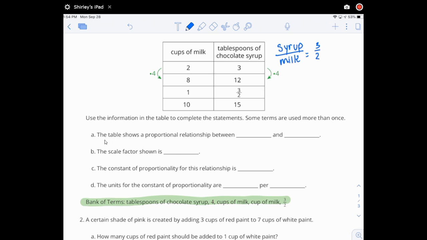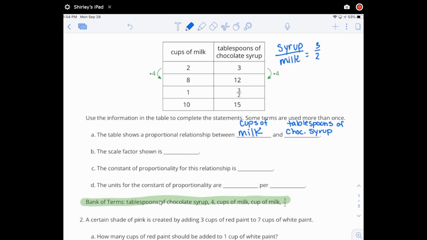So now let's think. So the table shows a proportional relationship between blank and blank. So what am I comparing? I have cups of milk compared to tablespoons of chocolate syrup. So proportional relationship means just compare your 2 categories. So it shows a proportional relationship between cups of milk and tablespoons of chocolate syrup.